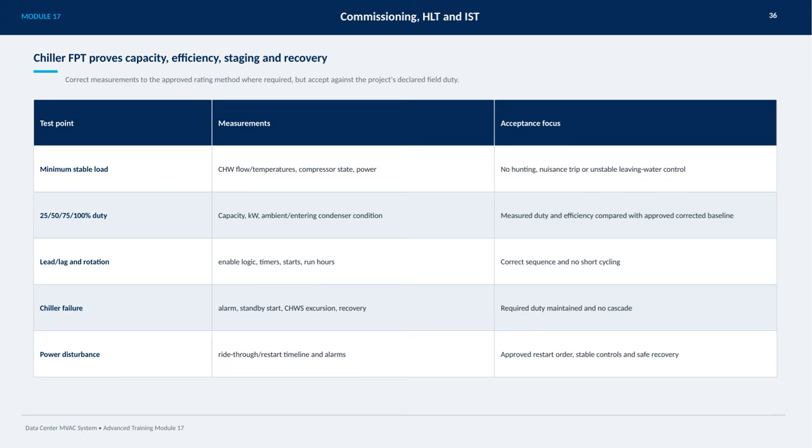This thorough testing guarantees the chiller performs reliably under all expected conditions.